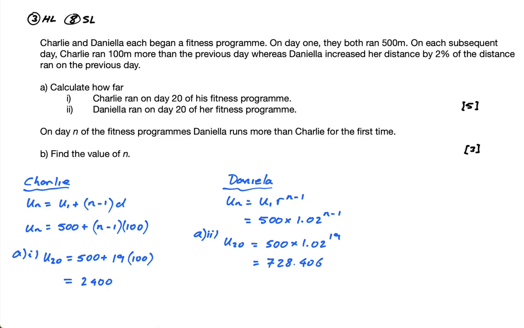So how are we going to do it? Well, we basically need to find out when this function equals this function. So let me do it down here, guys, just so I have enough space to write this equation. For what n will 500 plus (n minus 1) times 100 equal 500 times 1.02 to the n minus 1?